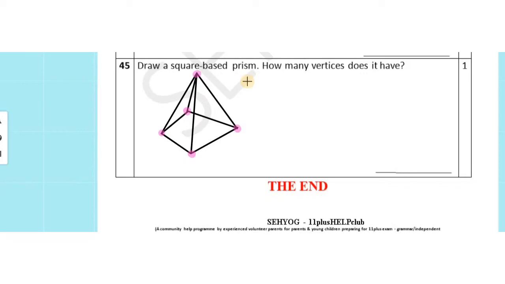Hi, we are looking at SEHYOG paper M09 for year 4. In number 45, draw a square based prism. So, we can see a square based prism in our figure, and how many vertices are there? It is the points where the three sides are joining. So, there are 5 vertices. There are a total of 5 vertices in a square based prism.